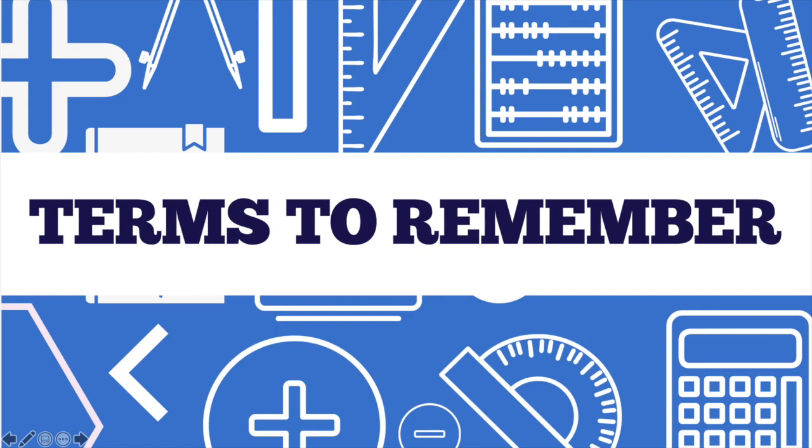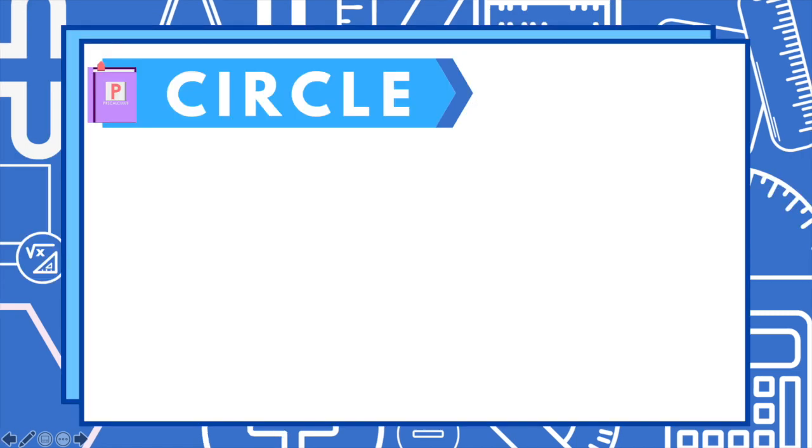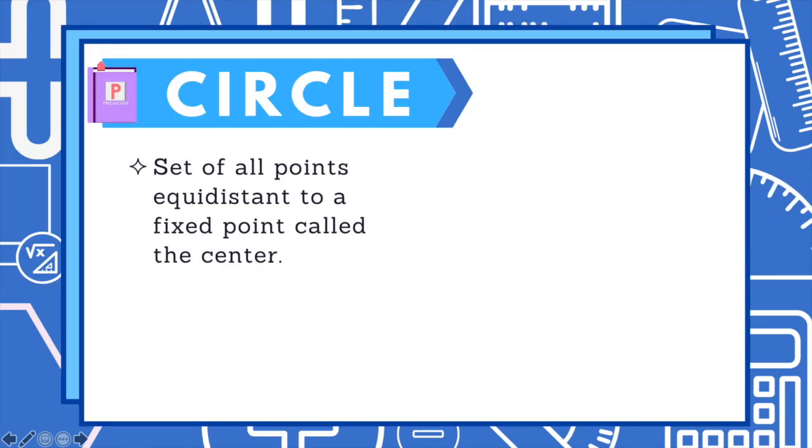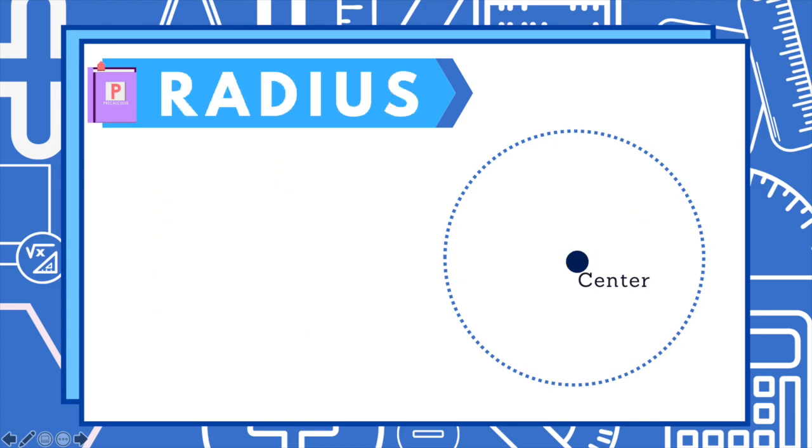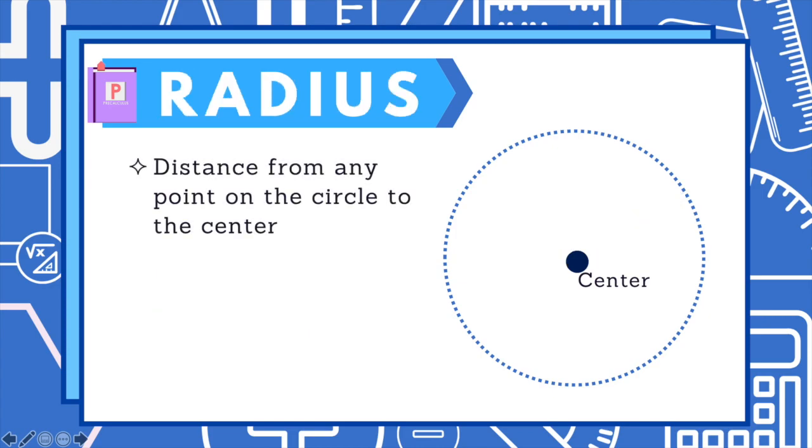Now let's start with the following terms to remember. A circle is a set of all points equidistant to a fixed point we call a center. Now for the variable of the center, we can use the symbol c. Now for the radius, our radius is the distance from any point on the circle to the center. And we can use the symbol r as our variable for the radius.